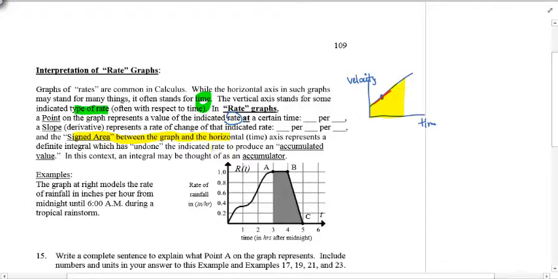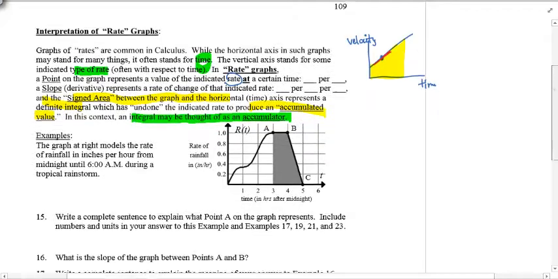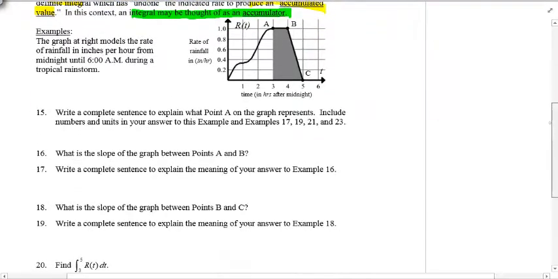that would be taking the definite integral of a rate produces an accumulated value. You're summing up a whole bunch of things. You're accumulating things. In this case, for velocity and time, you're accumulating distance. So the integral, and this is the key part I want you to think about, the integral is thought of as an accumulator, summing up a whole bunch of things. Okay? So to put this in better context, let's take a look at this one example here.